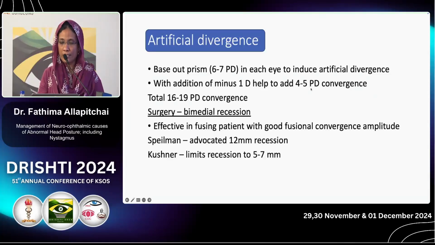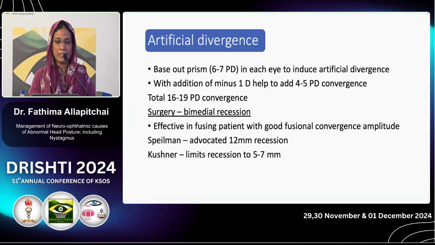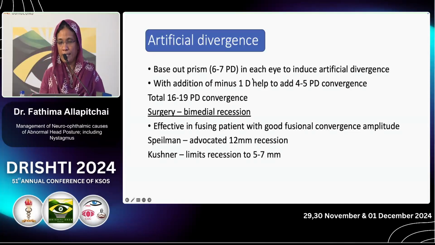So what is artificial divergence? It is inducing divergence artificially by providing base-out prism in each eye, like 6 to 7 prism diopters, and also adding minus lenses, so that the eye is in divergence and still gets the convergence effect. The equivalent surgery is bimedial recession. It is effective in fusing patients. The recession would be at least 5 to 7 millimeters.